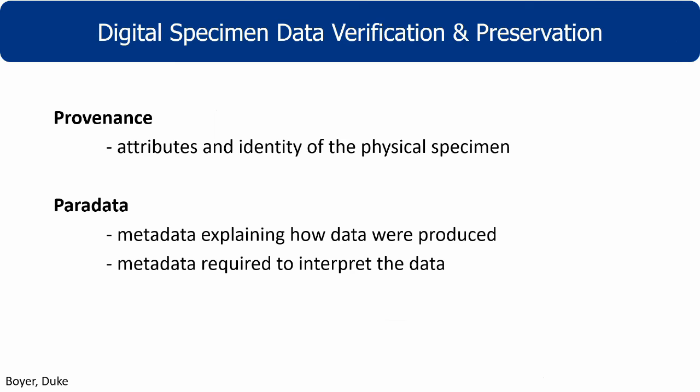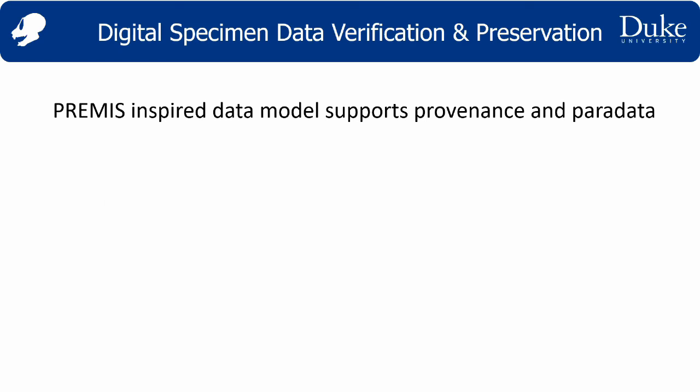In terms of preservation, the things that we want to know are provenance, the attributes and identity of the physical specimen, and paradata, the metadata explaining how the data were produced, and the metadata required to interpret the data. And the key way we keep track of all that is through the data model itself.